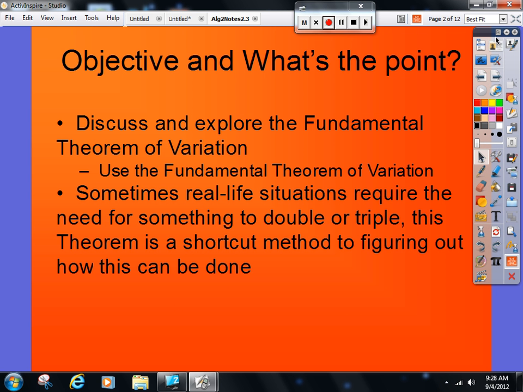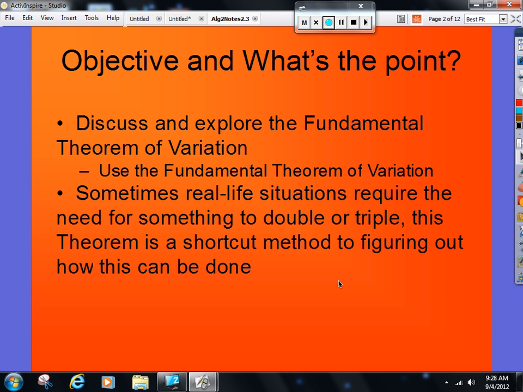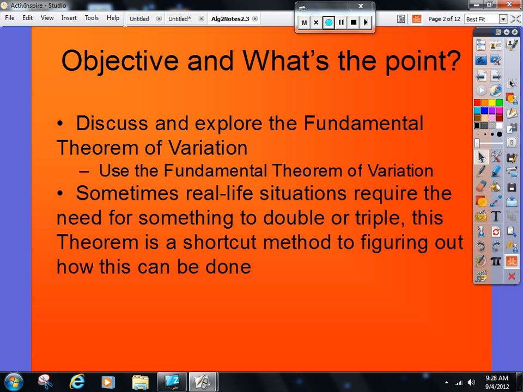Okay, objective and what's the point? We are going to discuss and explore the fundamental theorem of variation today, and we're actually going to use it. This is kind of a shortcut to everything we did the last 2 days on sections 2.1 and 2.2, direct variation and inverse variation. Sometimes it's not necessary to find the actual k value, and that's what we're going to be concerned with today. We're just going to see the relationship between the variables in terms of like doubling or tripling and stuff like that. It should be a good section. I think you'll like it.